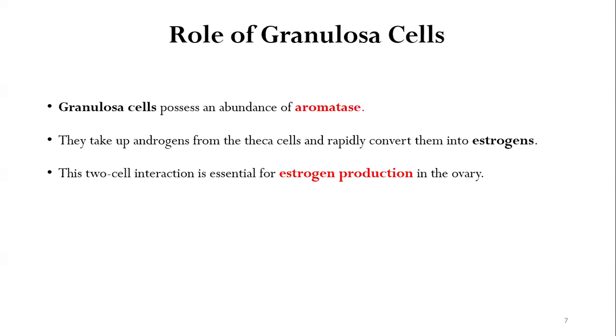This deficiency is, however, overcome by the presence of granulosa cells. The granulosa cells possess an abundance of aromatase, so they take up androgens from the theca cells and rapidly convert these androgens into estrogens. So this two-cell interaction between theca cells and granulosa cells is essential for estrogen production in the ovary.